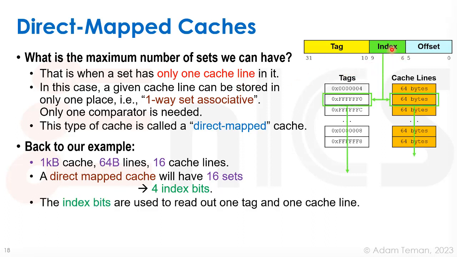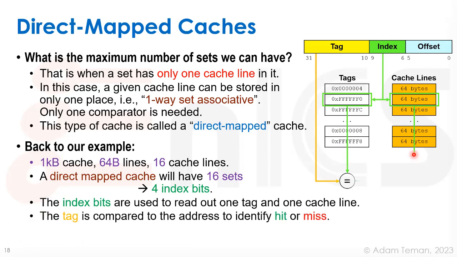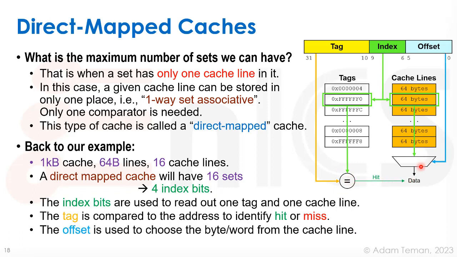The index bits are going to be driven to a decoder, a 4 to 16 decoder, so it's going to choose one of these cache lines, and it's going to read out the tag and the data. The tag and the data are going to go into this single comparator that we have. It's going to give a hit signal, which tells us that the data is relevant. The offset is going to select the particular byte or word from the 64 bytes that we have here, and that's what it's going to provide to the CPU.